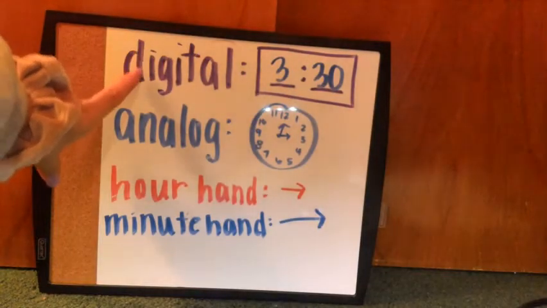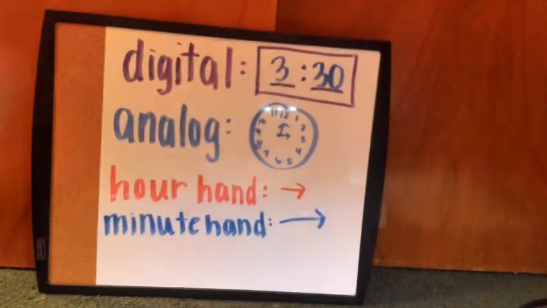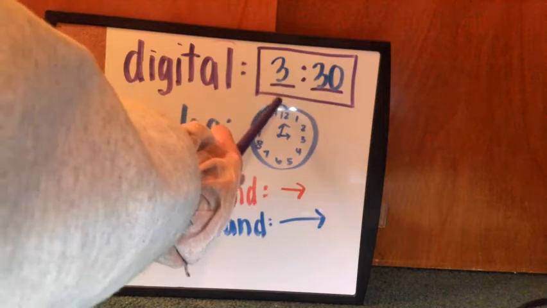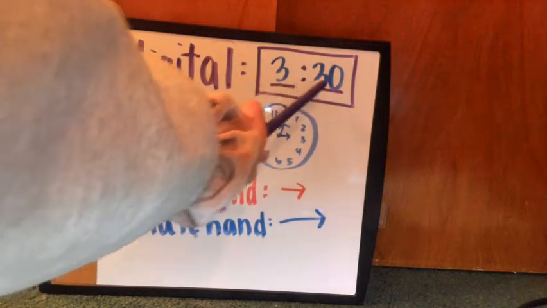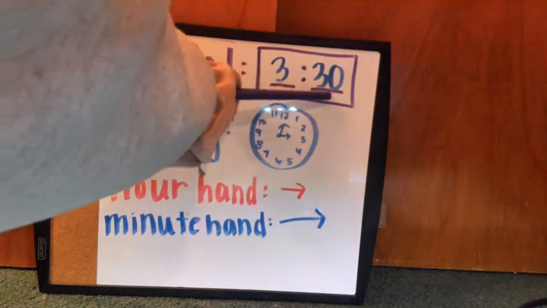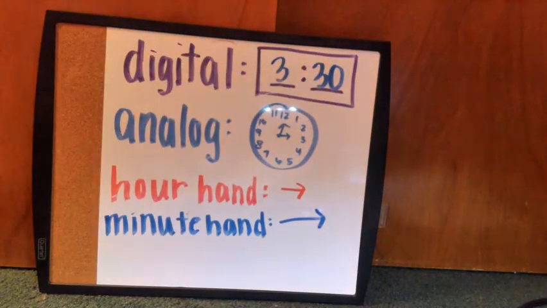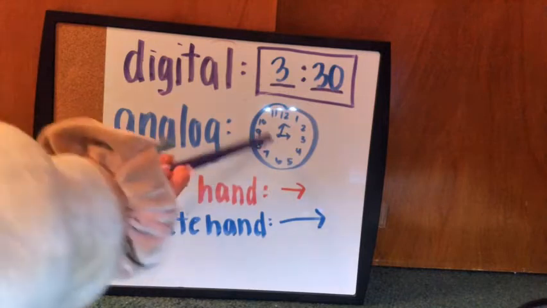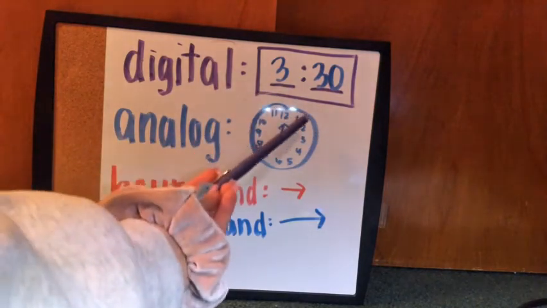Alright, so the first vocab term we have is digital. So we have a digital clock. A digital clock is like this. It has the hour first, and then it will have these 2 dots. These 2 dots are called a colon, and then it will have the minutes after. Now an analog clock looks like this. It's circular, and it has numbers 1 through 12, and it has 2 hands.